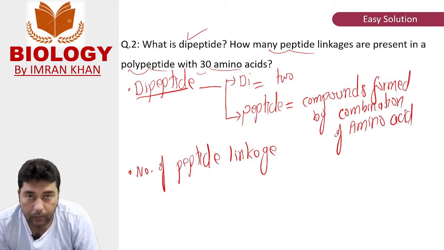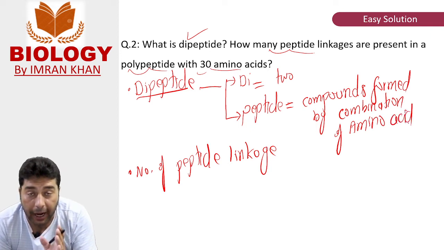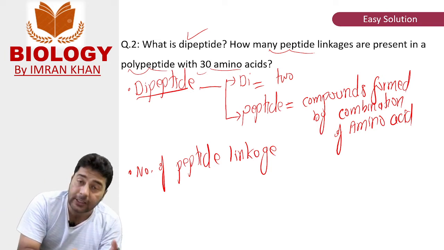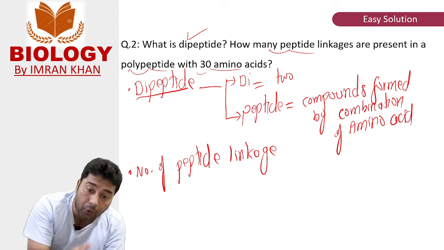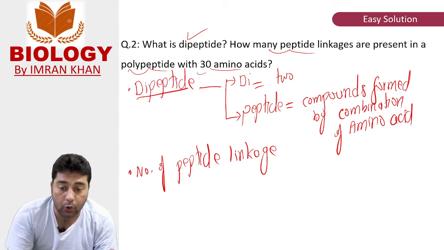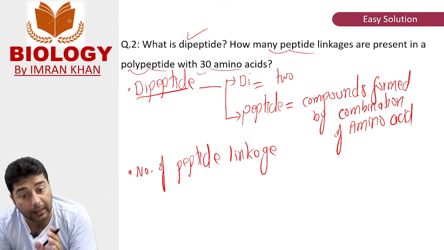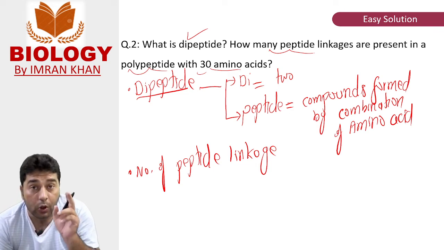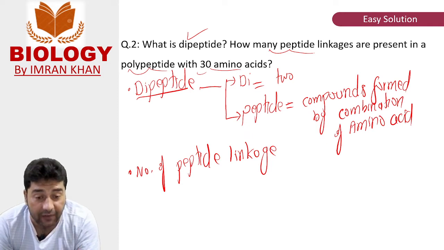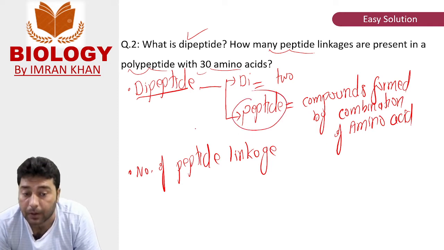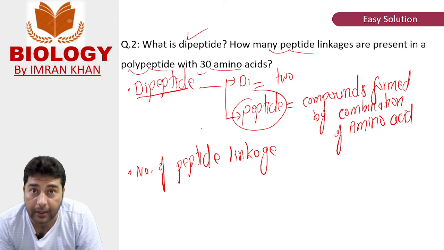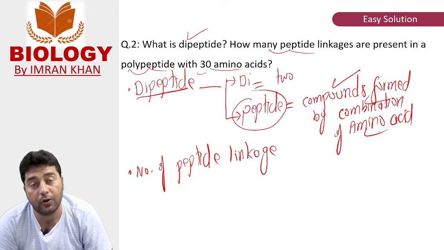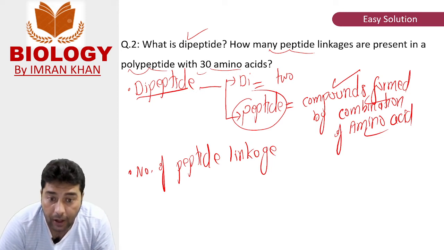Student, you must understand that the term dipeptide consists of two important words. One is the prefix, di, meaning two, and the other is peptide. So whenever you have to give a short answer or define such a term, you must start your definition from the suffix. What is the suffix? Peptide. And what does peptide mean? It is a compound formed by combination of amino acids.